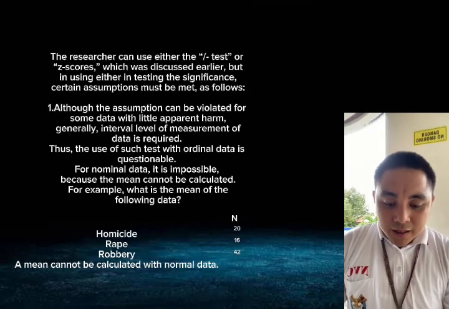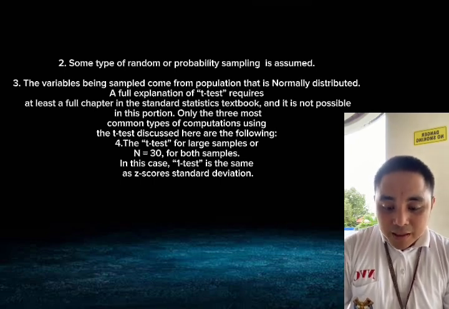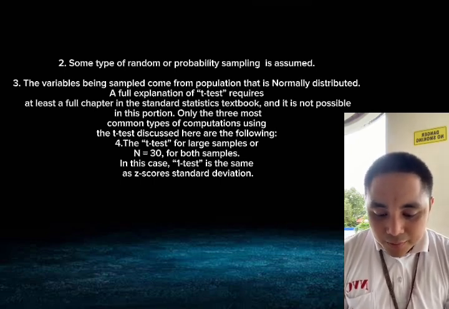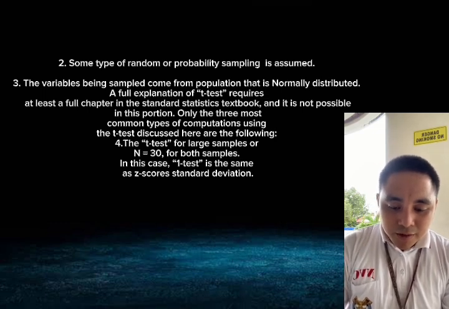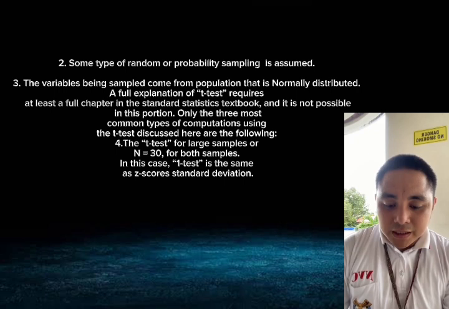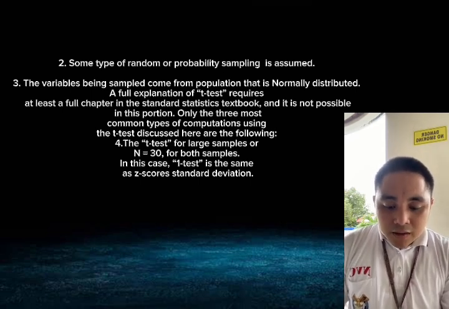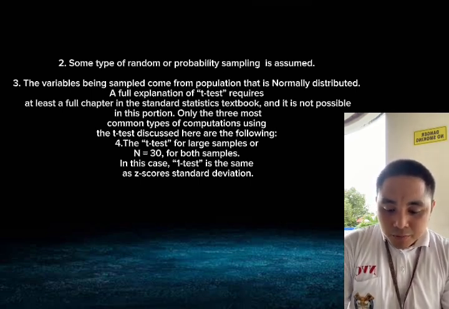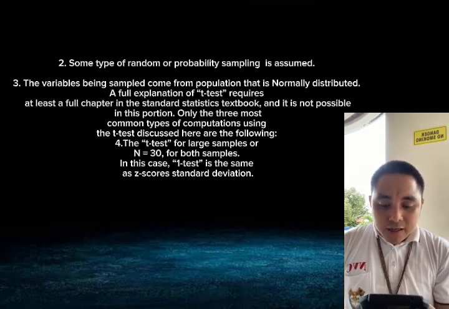Difference of mean analysis or t-test. Some type of random or probability sampling is assumed. Number 3: the variables being sampled come from populations that are normally distributed. A full explanation of the t-test requires at least a full chapter in a standard statistics textbook, and it's not possible in this portion. Only the three most common types of computations using the t-test are discussed here.